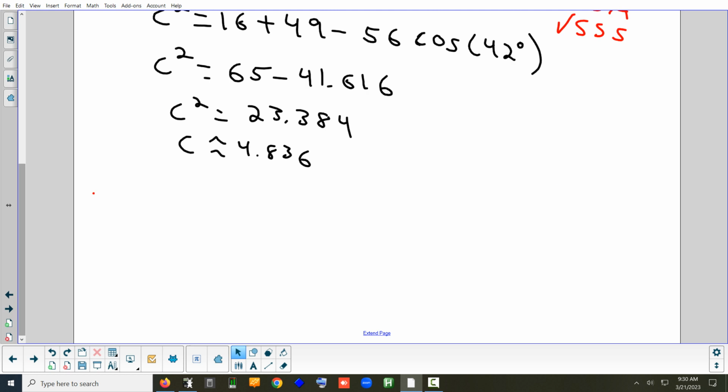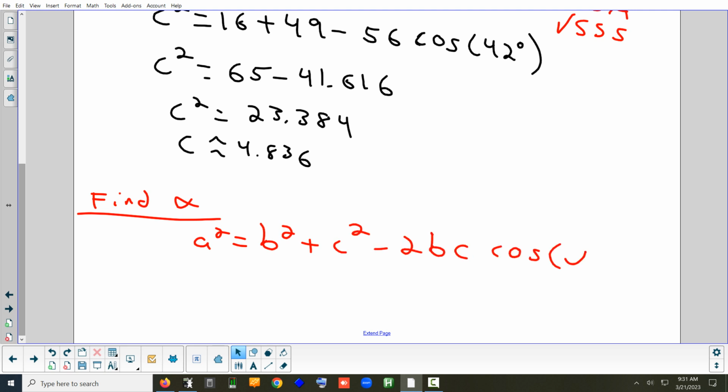So if we want to find alpha, just so I don't have to think of the formula and fill it in at the same time, can someone tell me what's the formula that has alpha in it? Chris? A squared is equal to b squared plus c squared minus 2bc cosine alpha. Yep. So now we're going to fill everything in we can and then simplify it.